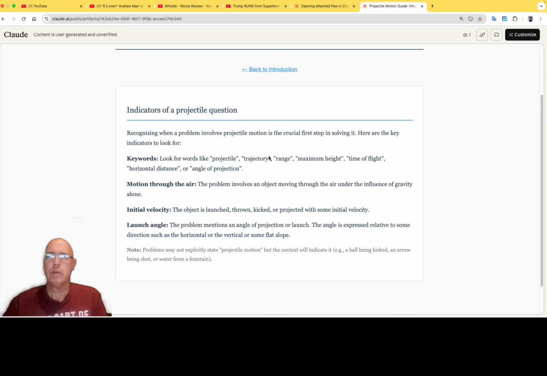Remember, the object is moving through the air under the influence of gravity, and it's moving horizontally and vertically at the same time. We have to have some information, or maybe we're asked to work out its initial motion. So we need to know how fast it's moving and what angle that motion is in relation to the horizontal ground.